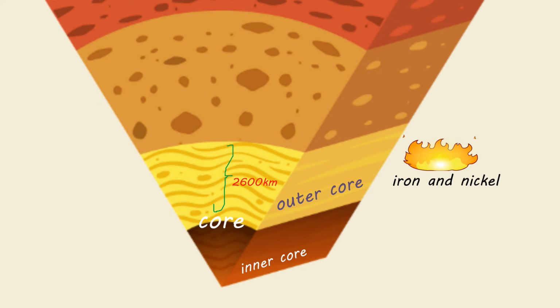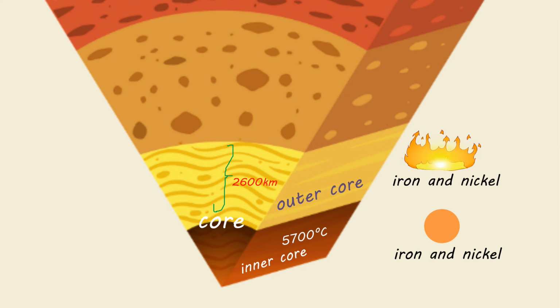Then we reach our journey's final destination, the inner core, a solid ball of iron and nickel with temperatures reaching up to 5,700 degrees Celsius, which is hotter than the surface of the sun. It's about 1,200 kilometers in diameter, roughly the size of the moon. These temperatures are estimated based on experimental and computational models, as it's currently impossible to measure them directly.